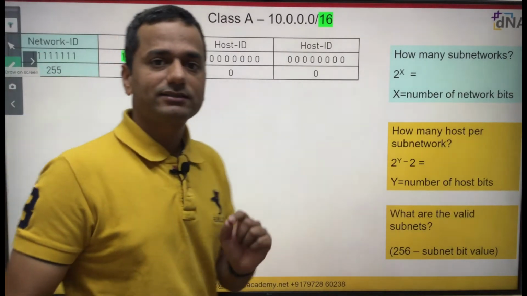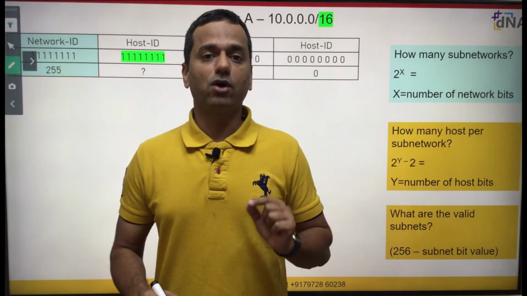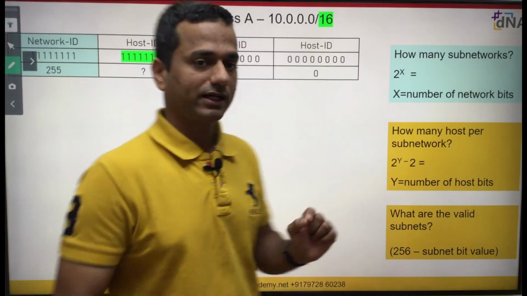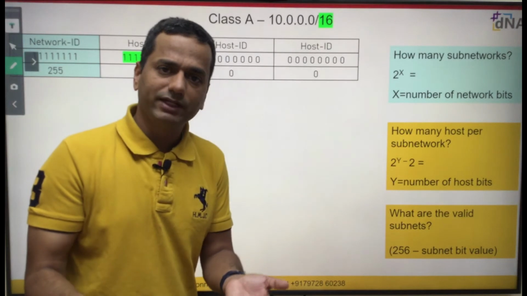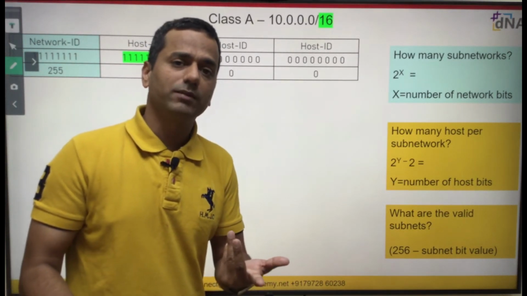/16 means the entire second octet bits we have borrowed for subnetworks, right? So that is called a /16. So the entire 8 bits, no problem, right? We will have an increment of 1 in the second octet. But Prasad, how did you come to 1?